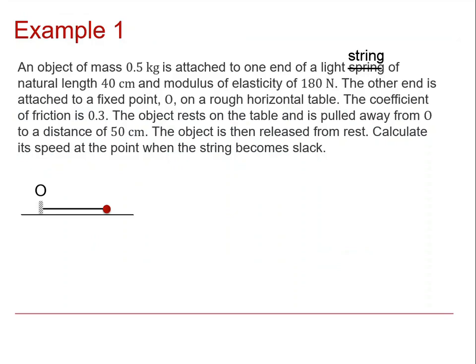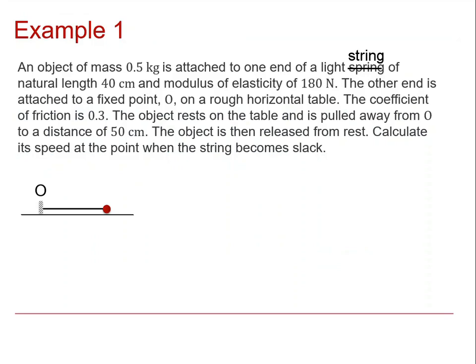Rough horizontal table. The horizontal means that gravity won't do any work, and nor will any reaction force, so long as the particle or the object stays on the table, but there will be a friction. The coefficient of friction is 0.3.